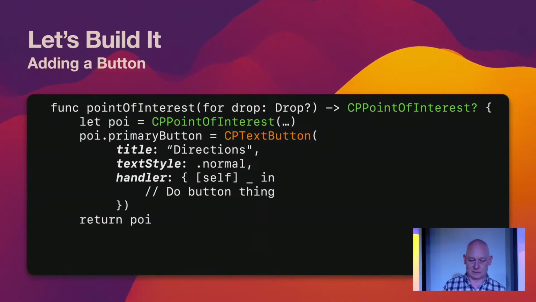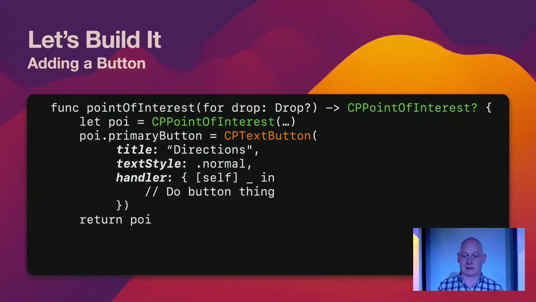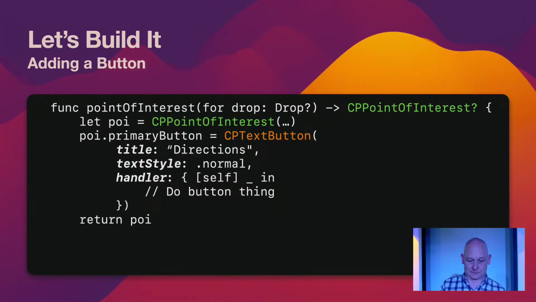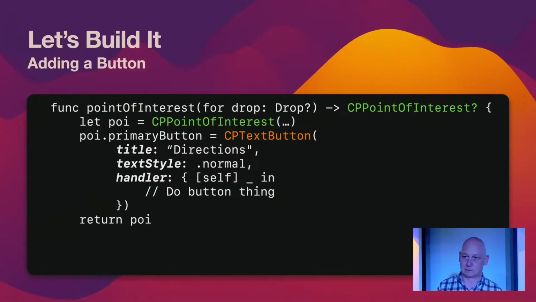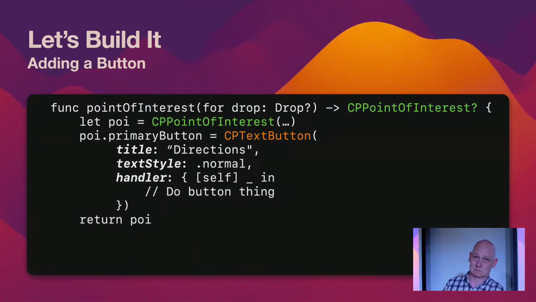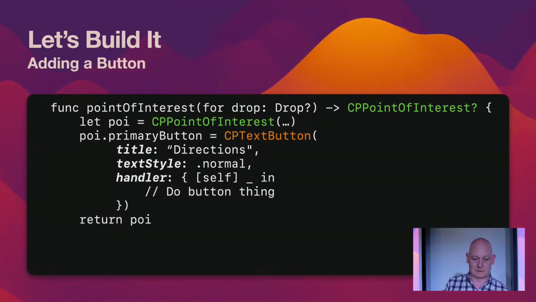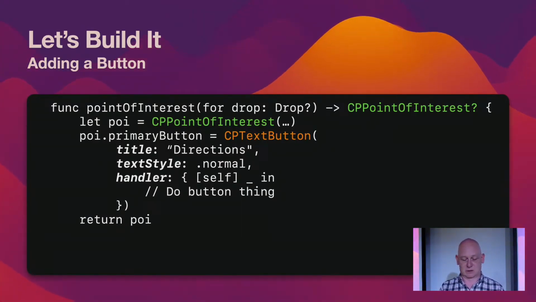Adding a button is a little bit different. The previous slide was a little bit oversimplified, because actually what we do is we create the point of interest, and then you add a button to that as a CP text button. I don't think there are other kinds of buttons. Maybe? No, I don't think there are. I don't think you can have image buttons or anything like that. And that's done as a sort of callback.